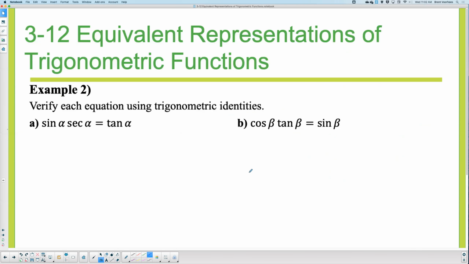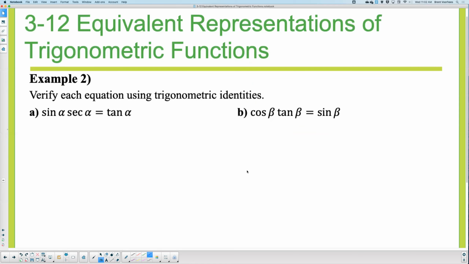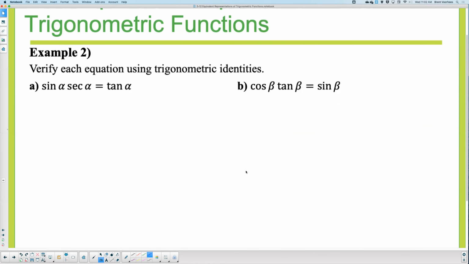So let's look at example 2 here. It says verify each equation using trigonometric identities. What it means by verify is I'm giving you two things that are equal to one another. These two things are equal. We're not solving to find out when it's equal. These are equal all the time. Every theta, or in this case, every alpha, any alpha value you plug in, this will always be the same.